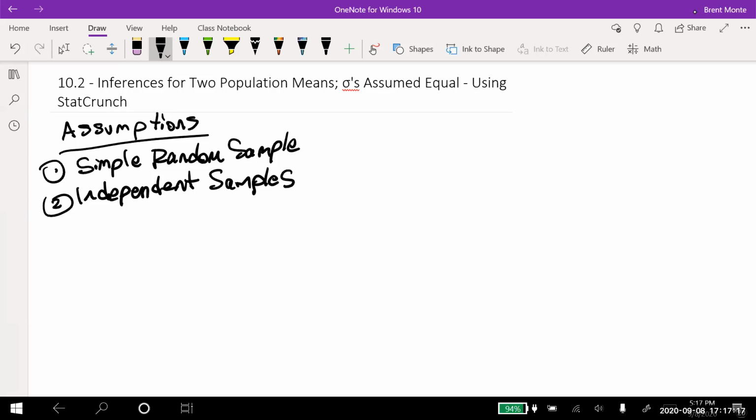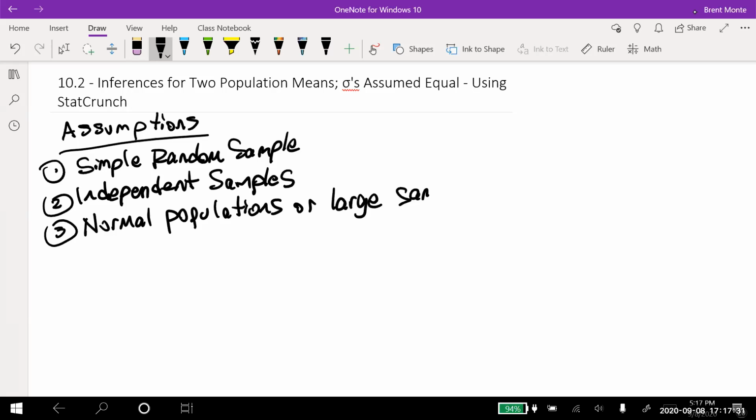And then number three, that we've seen before, we either have to have normal populations or large samples. And remember, by large samples, we usually mean n has to be greater than or equal to 30. And then in this section, we're assuming sigma sub 1 is equal to sigma sub 2. So the two populations have the same standard deviation. Okay, so those are our assumptions.